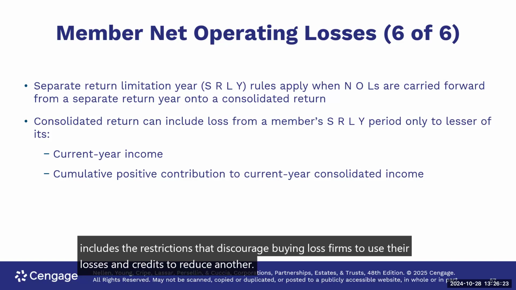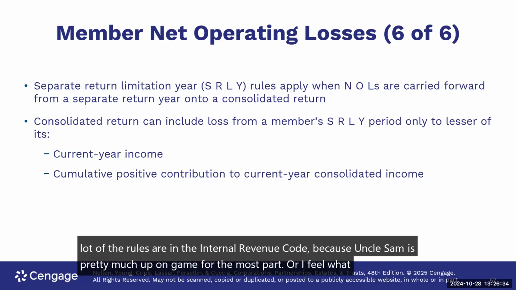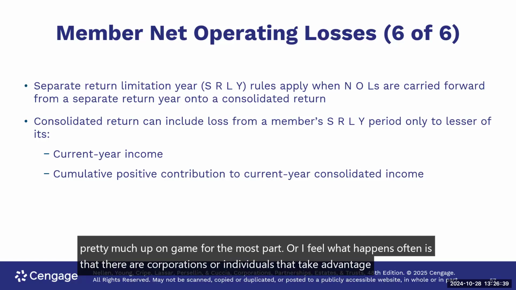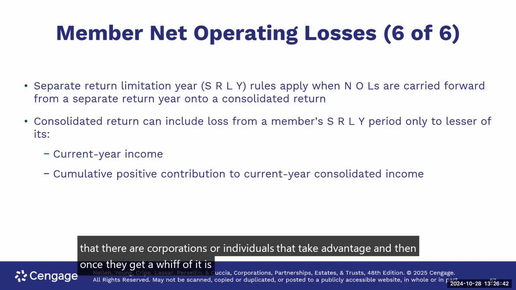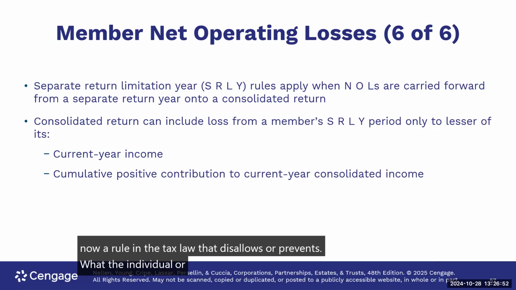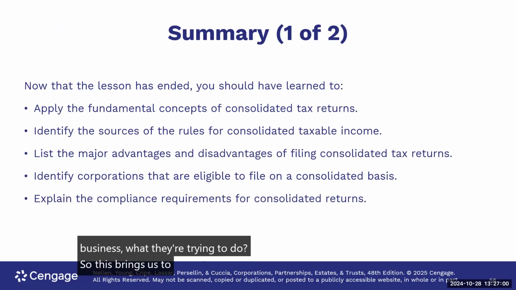The reason I'm laughing is that's why a lot of the rules are in the Internal Revenue Code, because Uncle Sam is pretty much up on the game for the most part. What happens often is that corporations or individuals take advantage, and once they get a whiff of it, it is disallowed because there's now a rule in the tax law that prevents what the taxpayer, whether an individual or a business, is trying to do. So this brings us to the end of this chapter.